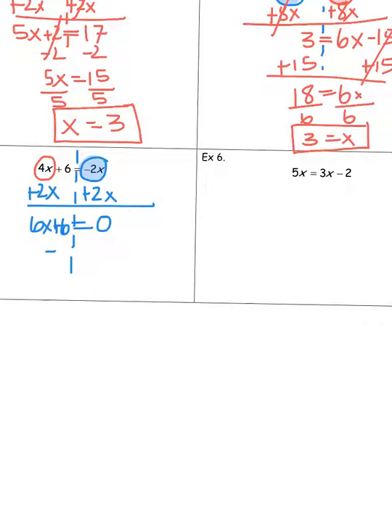I'm going to get rid of this positive 6 by subtracting 6. And I get 6x equals 0 minus 6 is negative 6. Divide by 6, and I get x equals negative 1.